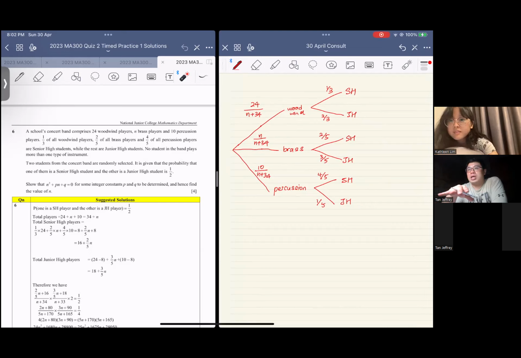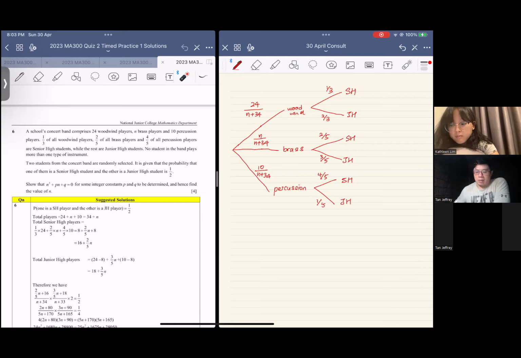There are many strategies. One of them is pure counting. One is a tree diagram. One is a possibility diagram. One is even a Venn diagram. There are times where you see in the questions that they also use a Venn diagram. What I do is I see that there are a few stages. First of all, there's the type of player. Then there's the section of the player, whether it's the junior high section or the senior high section. So with that, I'll use a tree diagram.